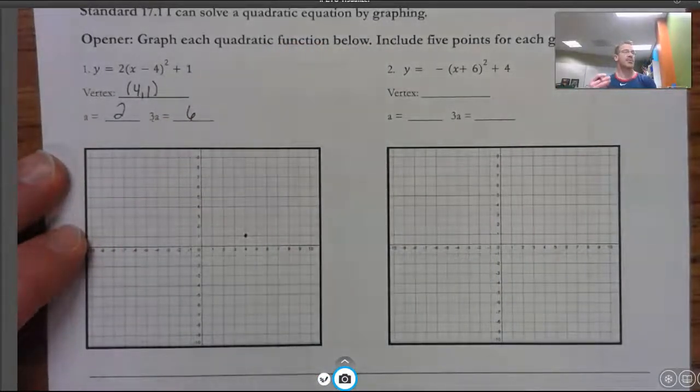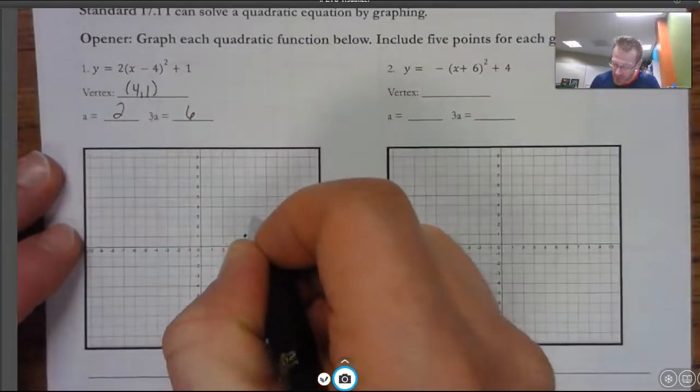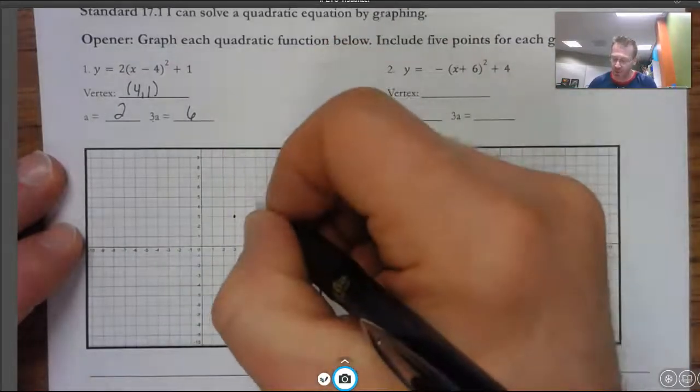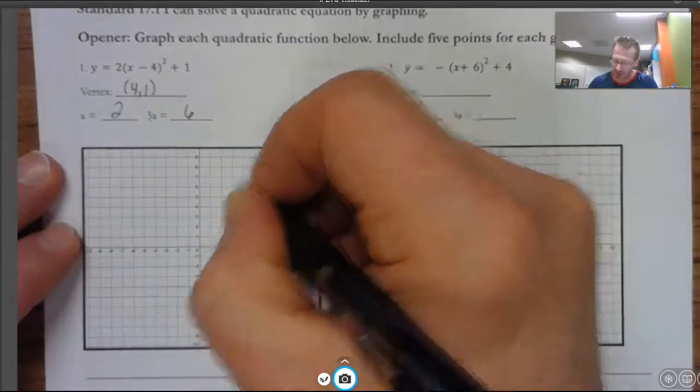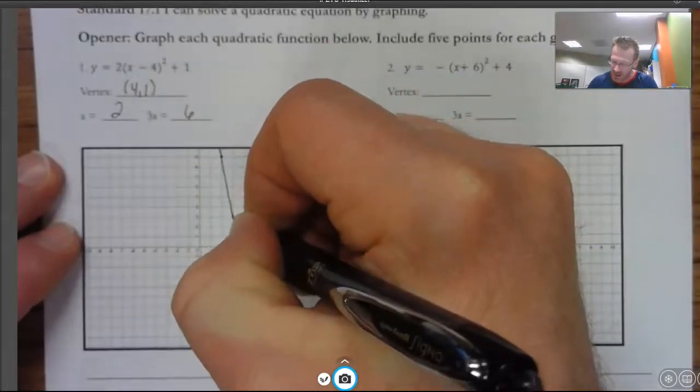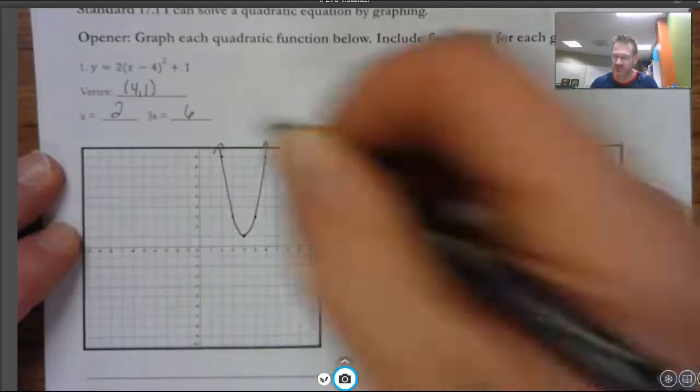And then we talked about that I do my vertex, A, 3A to generate my points. So from here, I'm going to do my A value, so up 2 to the right 1, up 2 to the left 1. And then I'm going to go up 1, 2, 3, 4, 5, 6 to the right 1, and 6 to the left 1. And then that generates our graph, just like that.